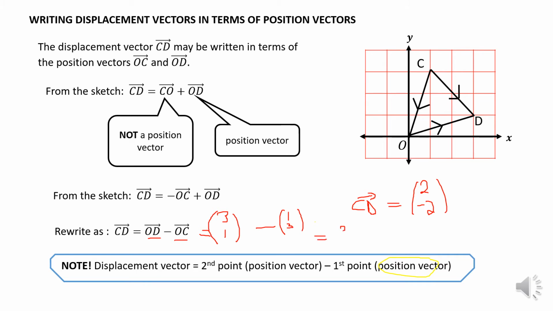That is one of the things that you should remember, and it is fairly easy as long as you remember this very important note that I have here at the bottom: when you want to find a displacement vector, whether it's AB, CD, or whatever, you take the second position and subtract the first position. The first point is being subtracted from the second point. I'm going to do a few examples to see if you have kept up with what I'm saying.